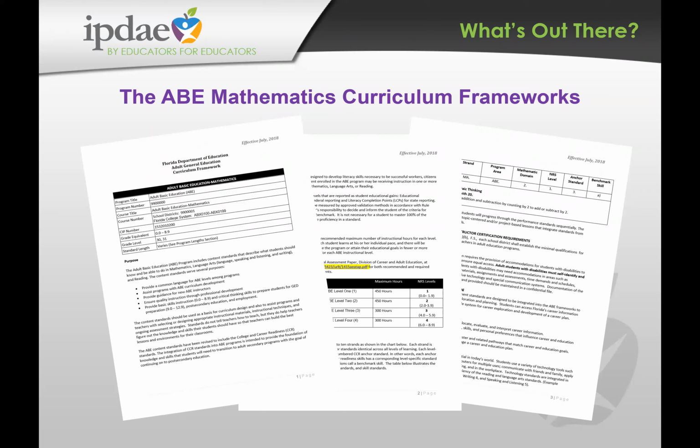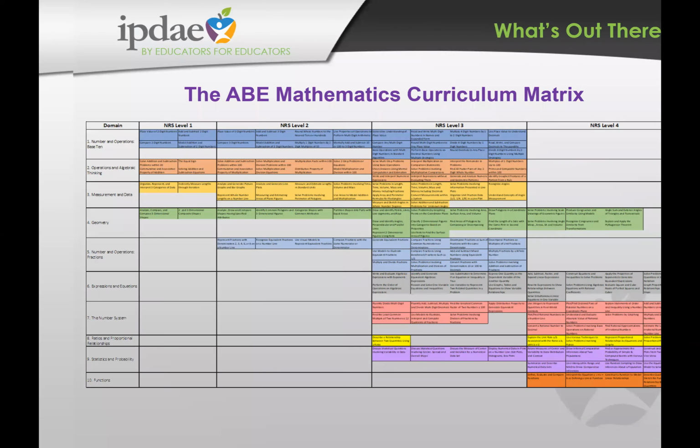On top of that, it's a document that you have to keep flipping through, especially if you teach multi-level classes. At some point, it becomes cumbersome to continually use the curriculum frameworks. So that's why we developed a handy tool where you can just look at a single spread, a single page, without flipping through, and see the big picture. That's why we created the ABE Math Curriculum Matrix. And this is what it is.